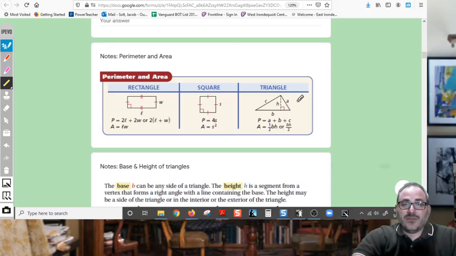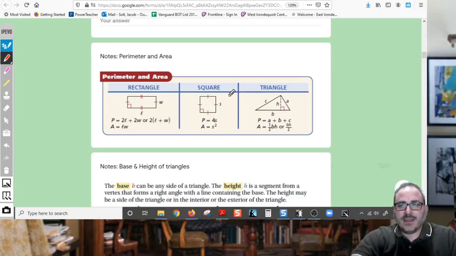Now, we'll eventually get to the point where, if this is a right triangle, which means there's a right angle right here, then I could find B if I knew A and C. I could also, if I knew A and B, find C, right, with that Pythagorean theorem.